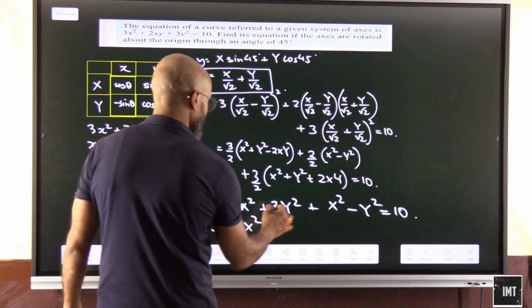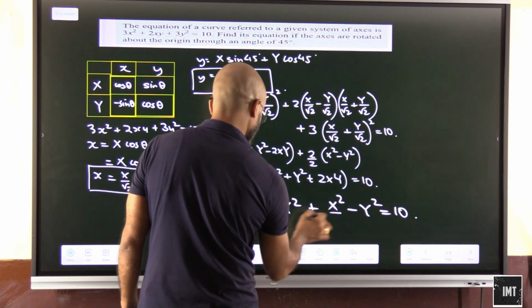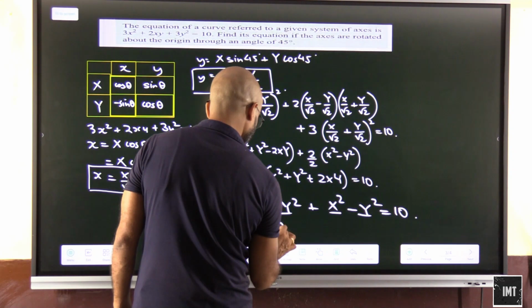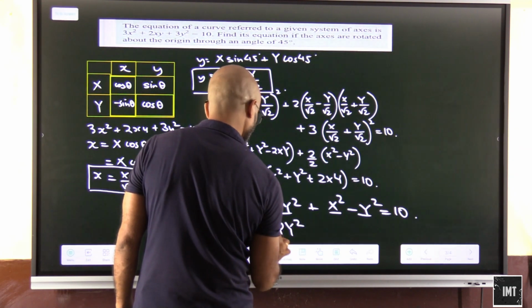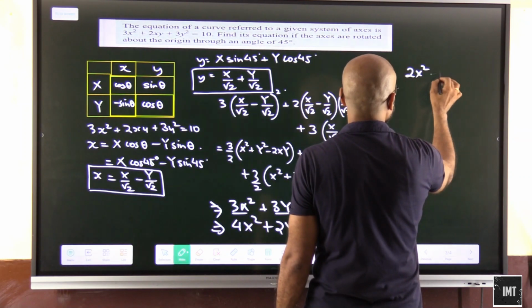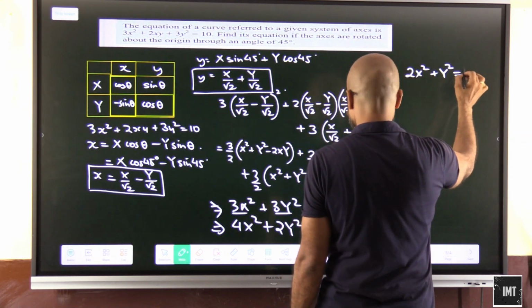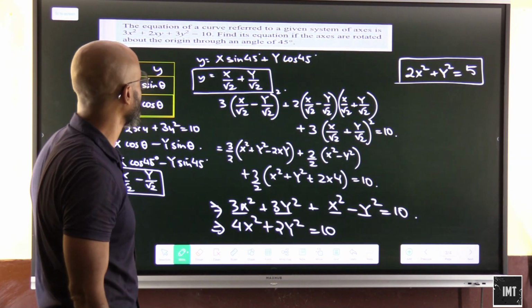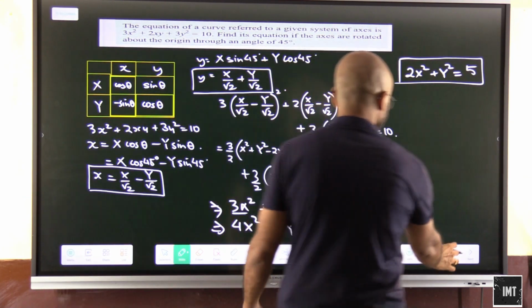Okay, plus 3x square plus x square gives 4x square, 3y square minus y square gives plus 2y square, which is equal to 10. Dividing it by 2, we get 2x square plus y square is equal to 5. This will be the new equation. All right, let's move on.